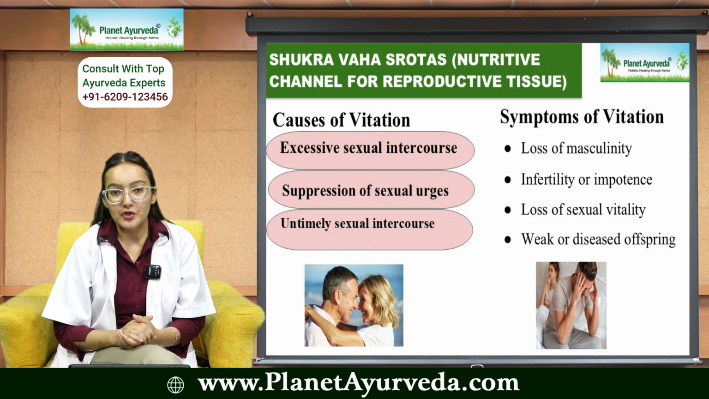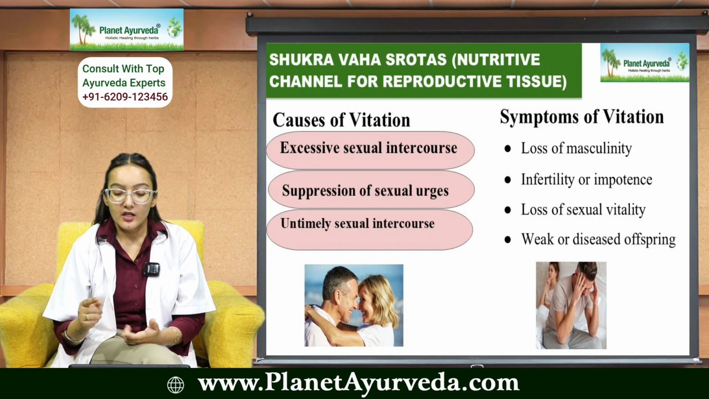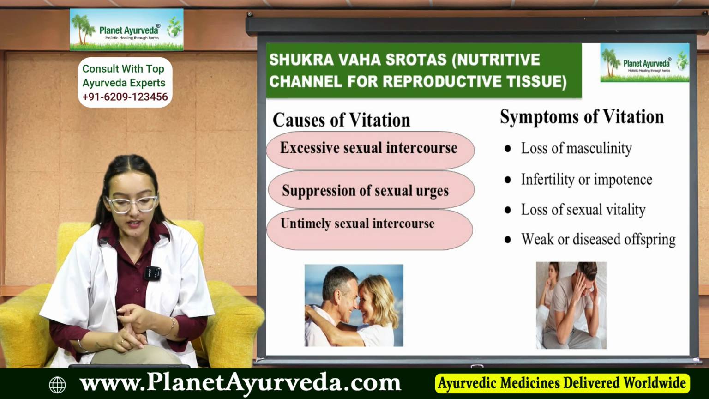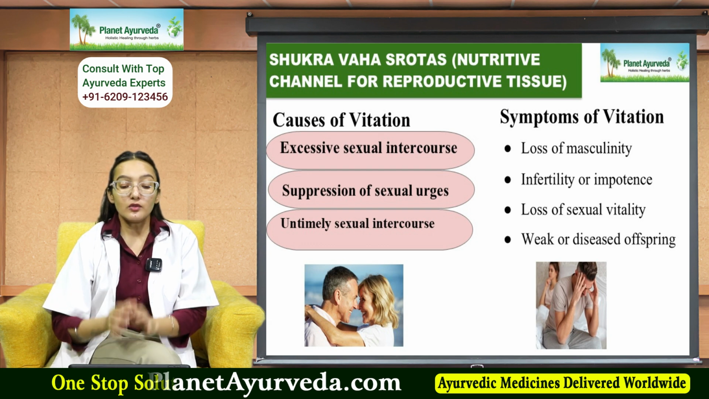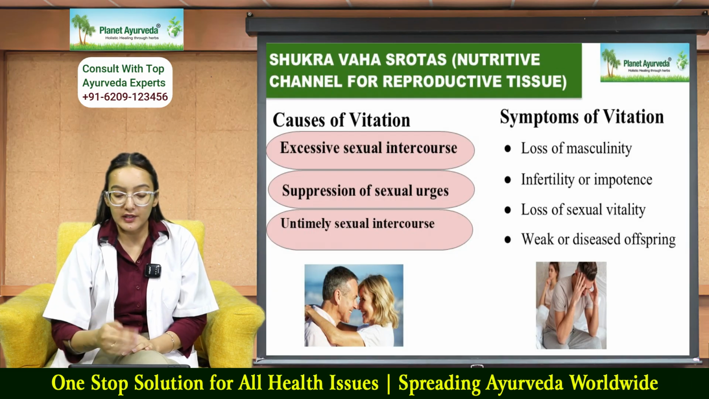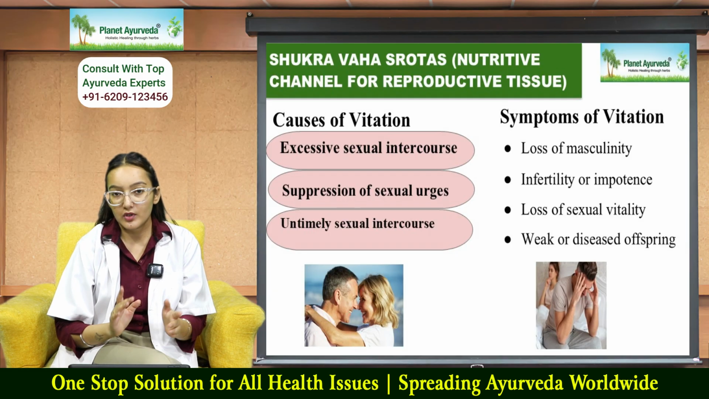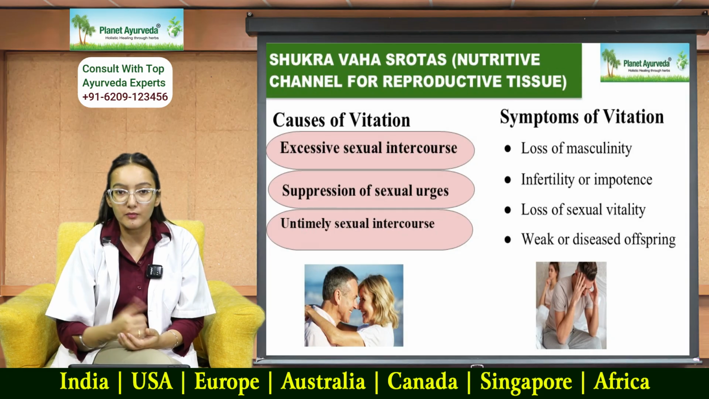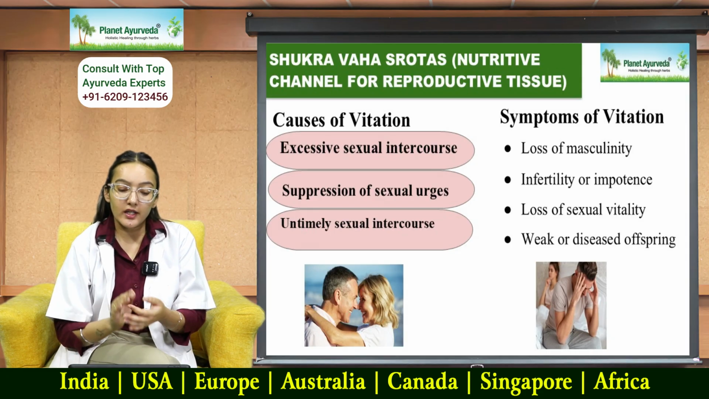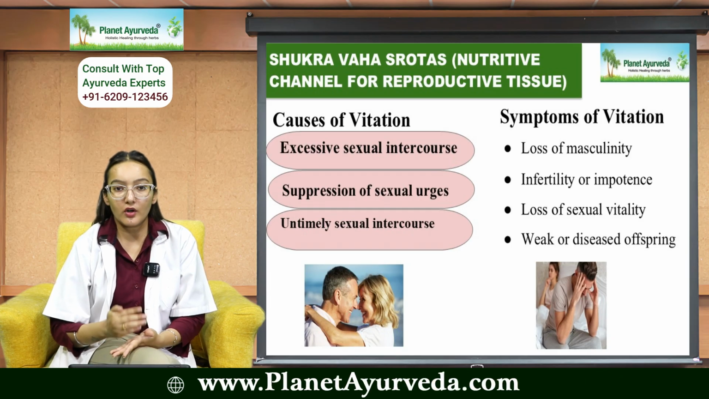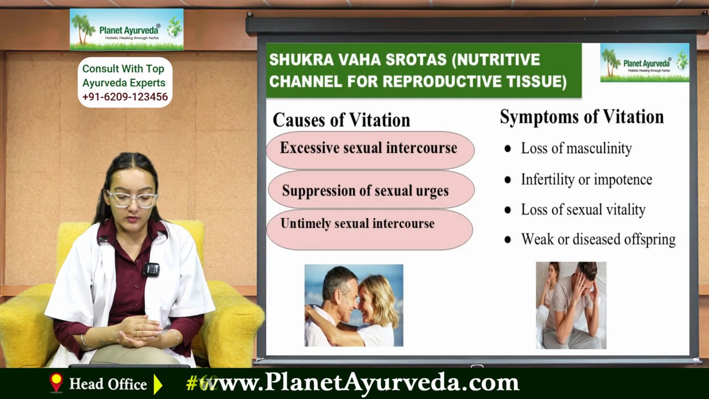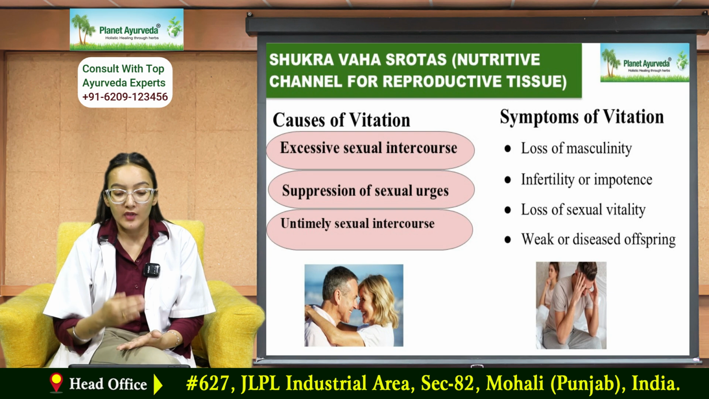Then comes symptoms of vitiation. What kind of symptoms one may experience? Loss of masculinity, infertility or impotence, loss of sexual vitality, weak or diseased offspring. So these kinds of activities will lead to depletion of Shukra Dhatu. Further, it will lead to weak or diseased offspring also, baby. Okay, so in case they are not indulging in sexual activity, not ejaculating their sperms, it will lead to sperm stones. So moderation of sexual activity is needed to maintain the health of Shukravaha Srotasa.